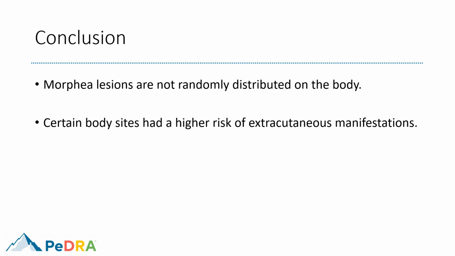So in conclusion with this study, we found that morphea lesions are not randomly distributed on the body, that they preferentially seem to affect certain areas, and that distribution was affected by the type of morphea you had. And we also found that certain body sites did have a higher risk of extracutaneous manifestations, and that will help us as physicians know when to have more worry about a patient and extracutaneous manifestations depending on where their morphea lesions are on the body.